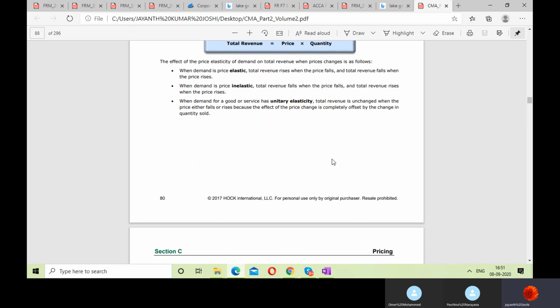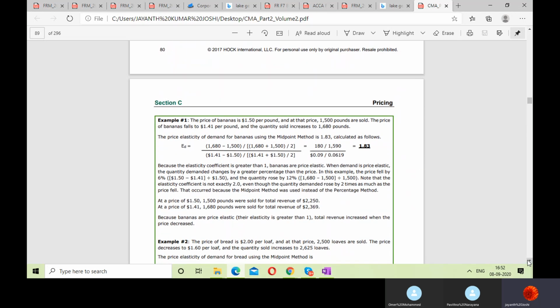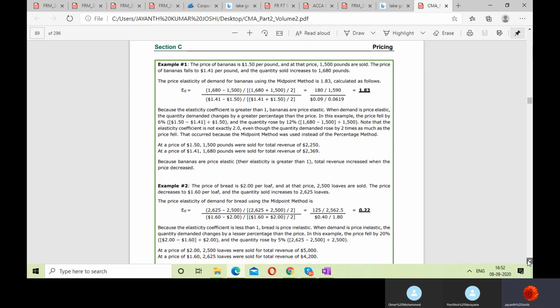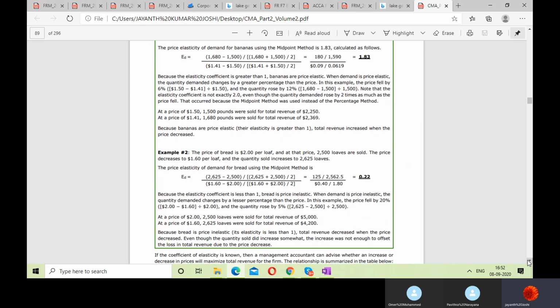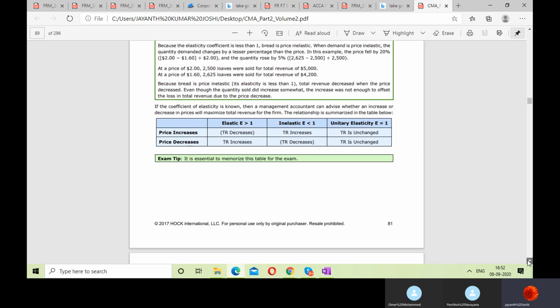Unitary elastic: with a change in price, the quantity demanded changes, but not high, not low, it is in between. So it will not have that much effect on the revenue, because when a good or service has unitary elasticity, total revenue is unchanged when the price falls or rises, because it will be in between. So based upon those concepts, please try these questions. This is what I'm giving as homework.